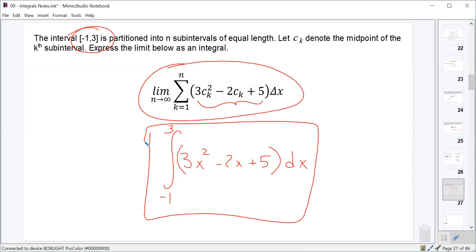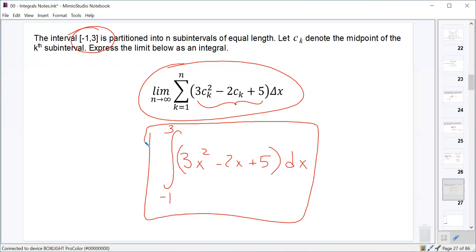And effectively what this expression is saying is that it's equivalent to the exact value of the area under 3x squared minus 2x plus 5, underneath that parabola from x equals -1 to x equals 3.